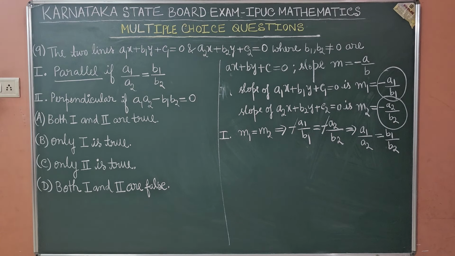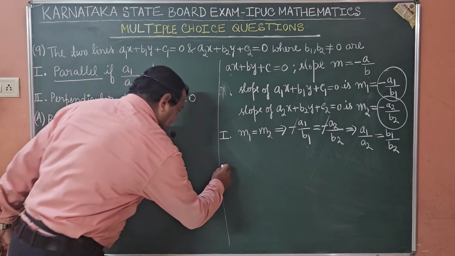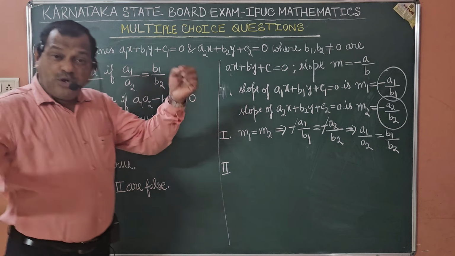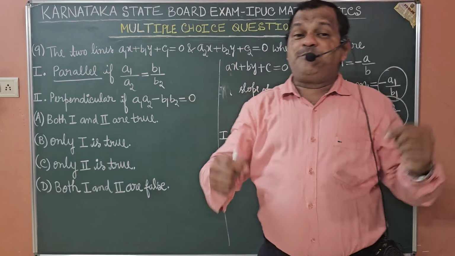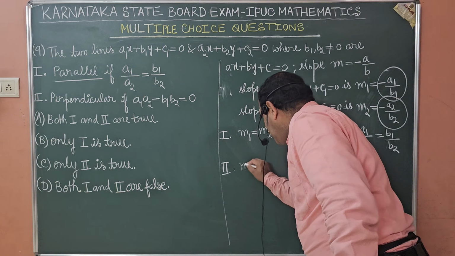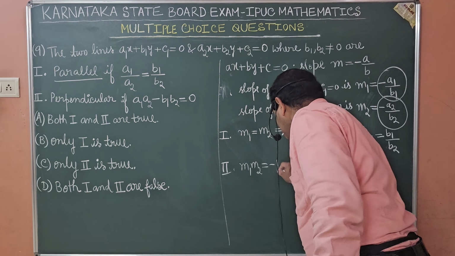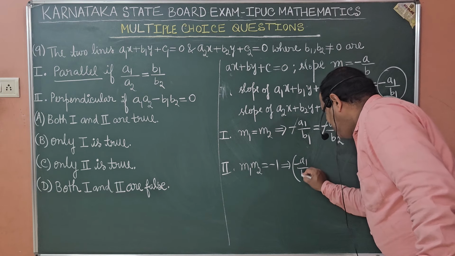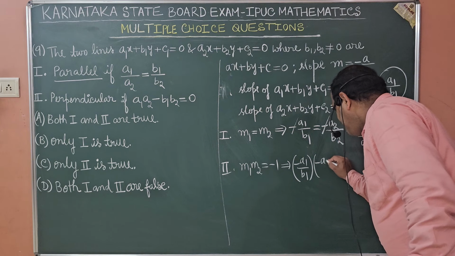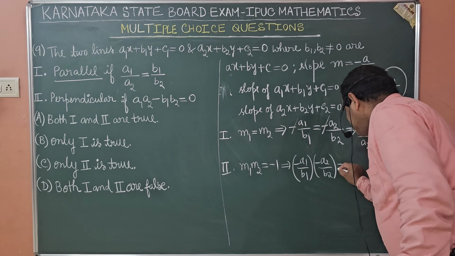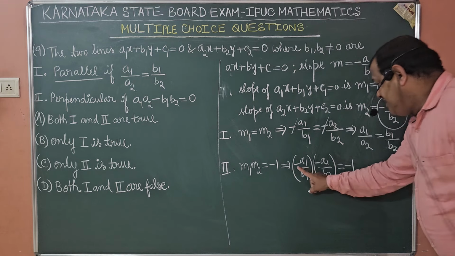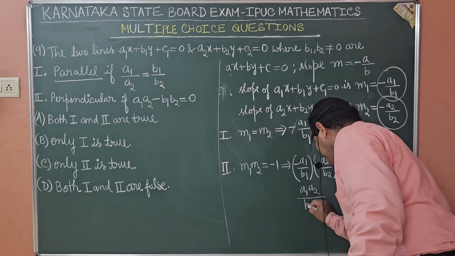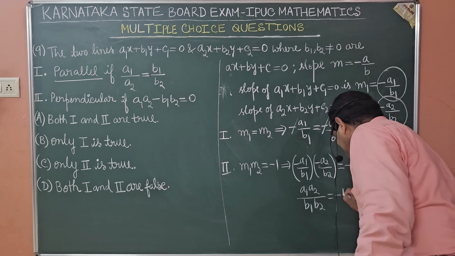Now I will explain statement 2. It says the two lines are perpendicular, and we know the lines are perpendicular if the product of their slopes is -1, that is, m1 × m2 = -1. This implies (-a1/b1) × (-a2/b2) = -1. Now minus into minus is plus, so a1a2/b1b2 = -1.